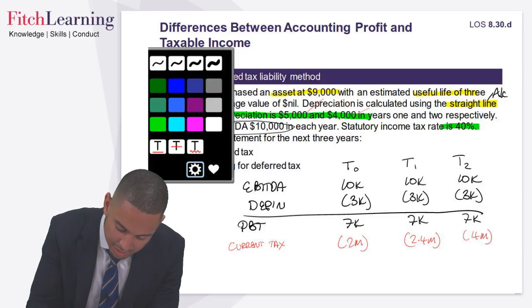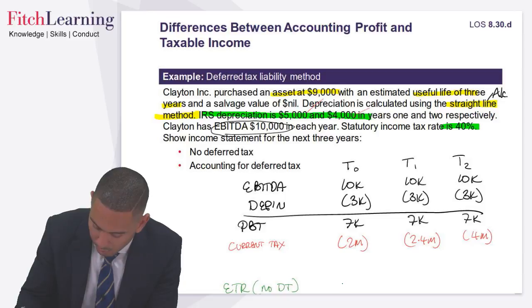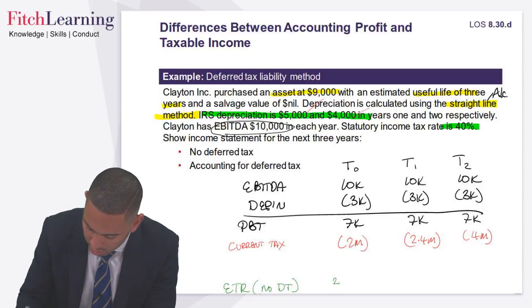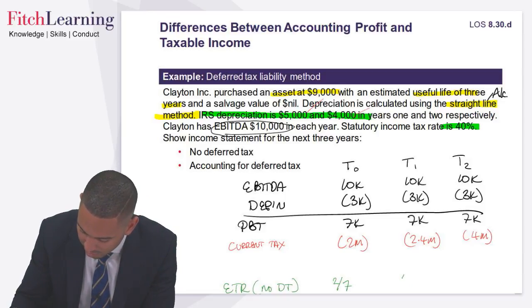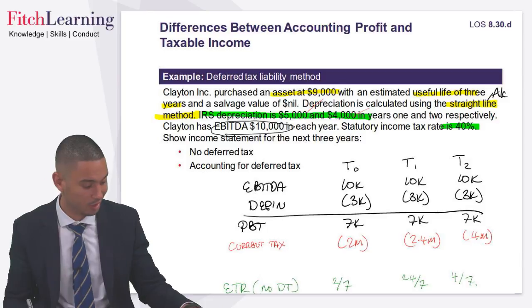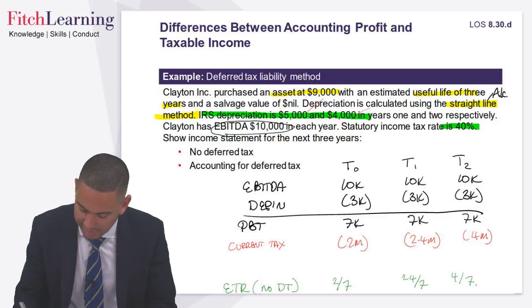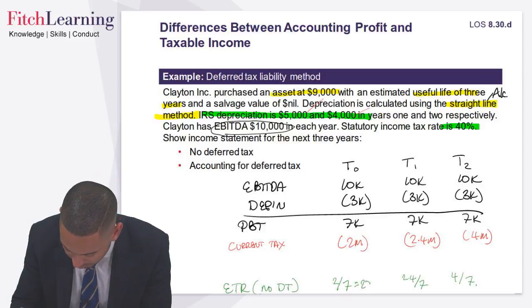I'm just going to calculate my effective tax rate where there is no deferred tax. Well, that's going to be 2 divided by 7, 2.4 divided by 7, and 4 divided by 7. So I'm just going to quickly calculate those. 2 divided by 7 million, 28.6%.